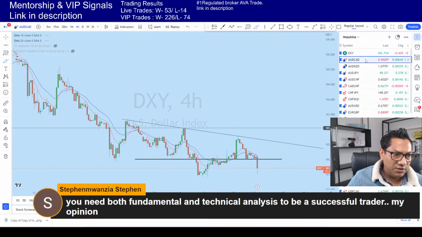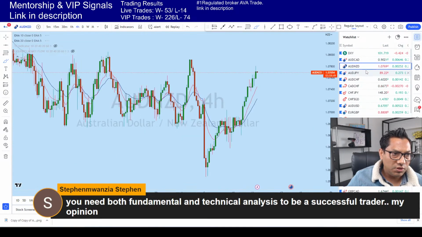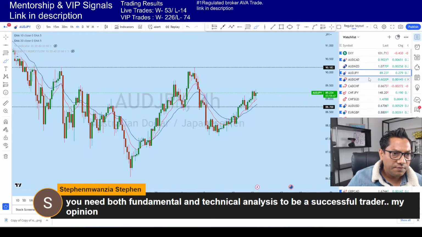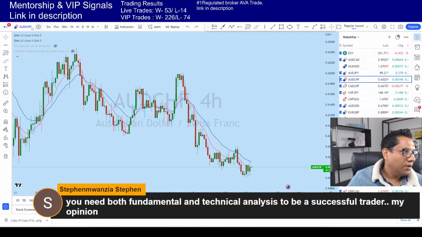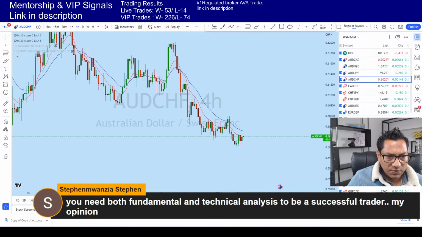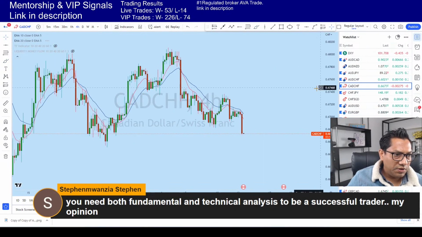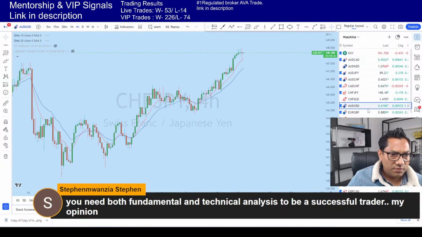Let me see if there is any trade for us, because there was a big movement in the market. As you can see, 11 p.m. just now. Also GBP is going to be very volatile.